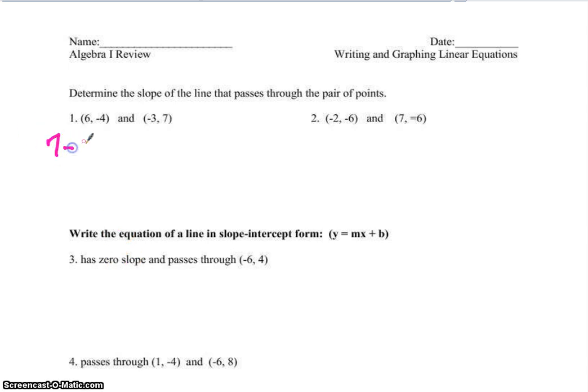So you would say 7 minus -4 over -3 minus 6. And you would get that 7 plus 4 is 11 over -9. Now I don't like the negative in the bottom, so that would be -11 over 9.